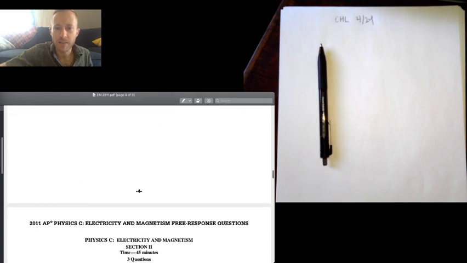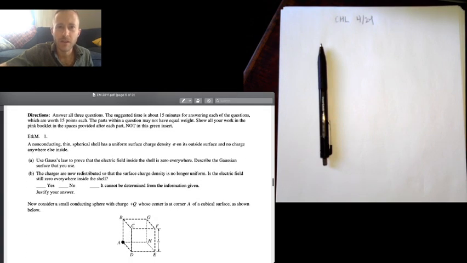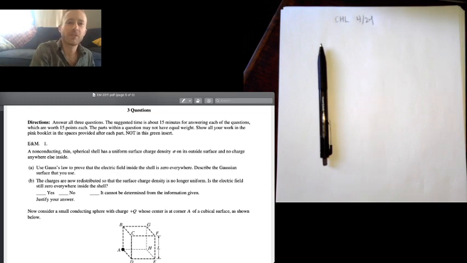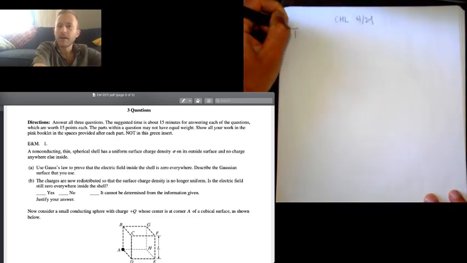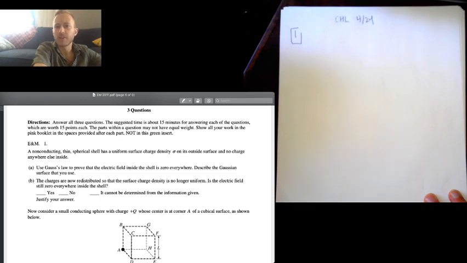What do we have today? Answer all three questions. A non-conducting thin spherical shell has a uniform surface charge density sigma on its outside surface and no charge anywhere else inside. Use Gauss's law to prove that the electric field inside the shell is zero everywhere. Describe the Gaussian surface that you would use.